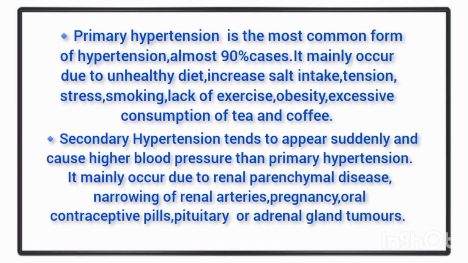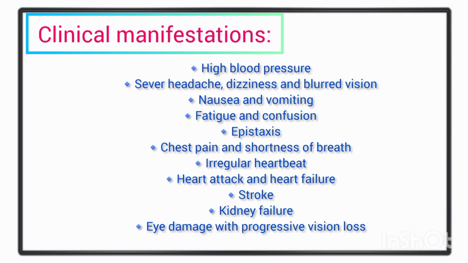And then secondary hypertension. Secondary hypertension tends to appear suddenly and cause higher blood pressure than primary hypertension. Okay, and it mainly occurs due to renal parenchymal disease, narrowing of renal arteries, pregnancy, oral contraceptive pills, pituitary or adrenal gland tumors. Okay, clinical manifestations of hypertension.